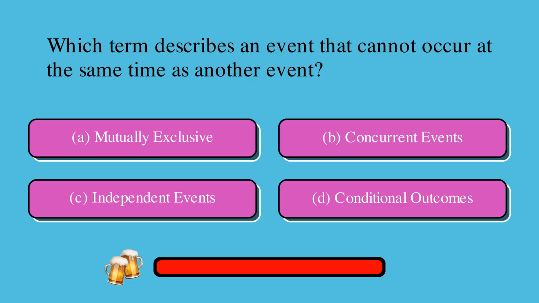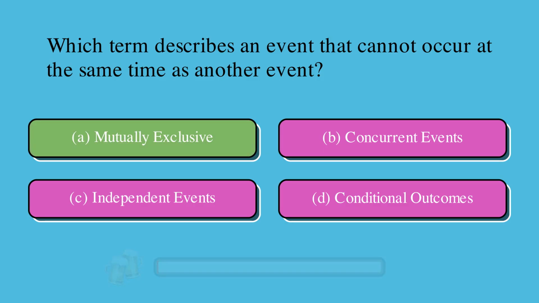Which term describes an event that cannot occur at the same time as another event? Is it A, mutually exclusive, B, concurrent events, C, independent events, or D, conditional outcomes? The correct answer is A, mutually exclusive.